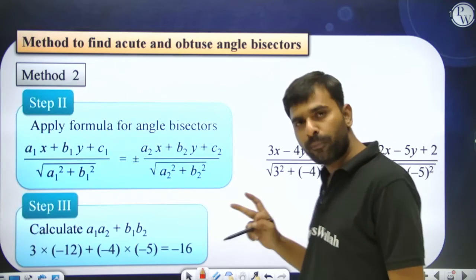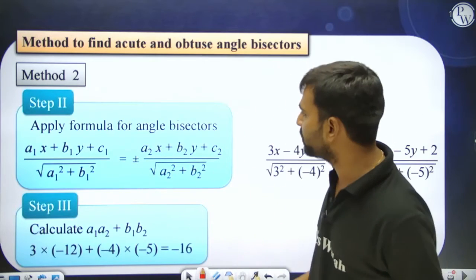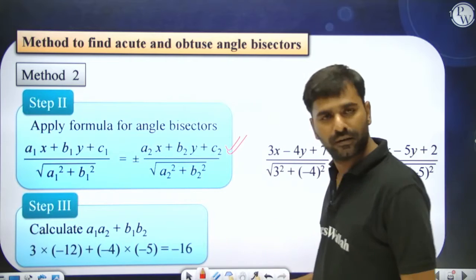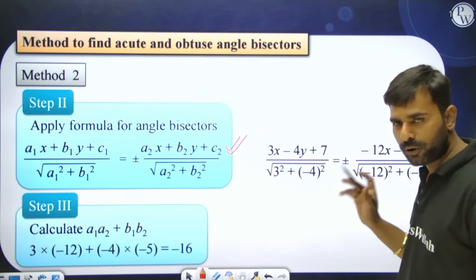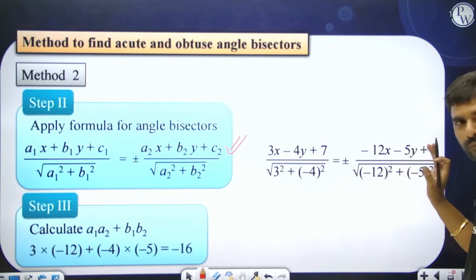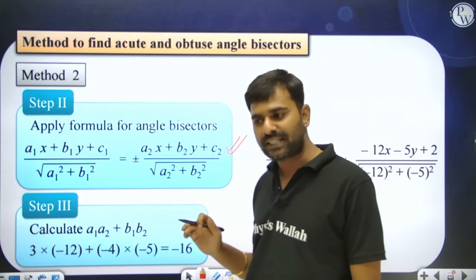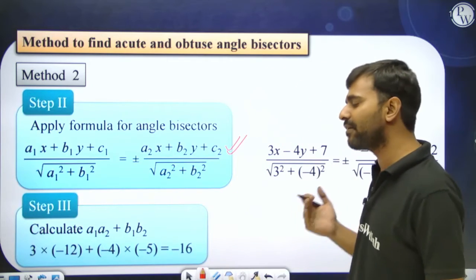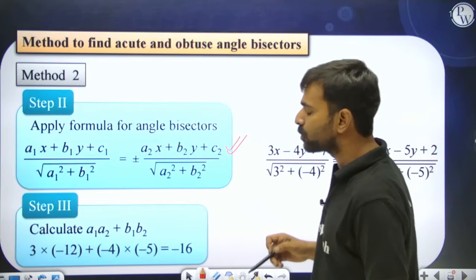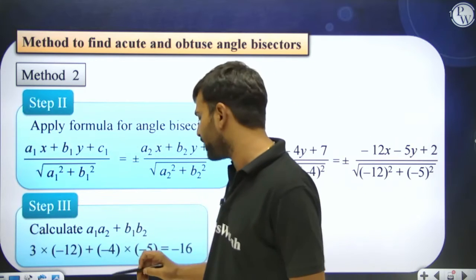Okay, now the moment you have made both the constant terms positive, you will apply this formula as I have told you. Two bisectors will come. Out of those two bisectors, one will be the acute angle bisector and the other will be the obtuse angle bisector. So in order to find out which one is acute and which one is obtuse, what will you do?